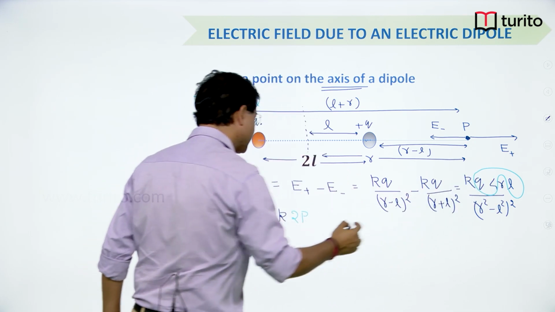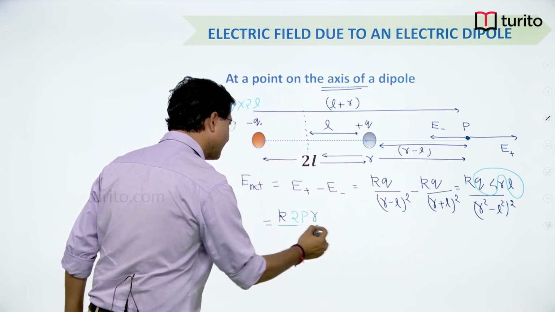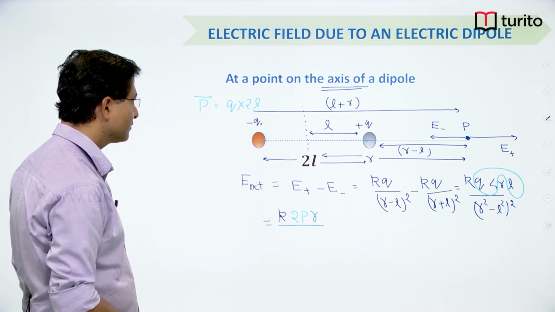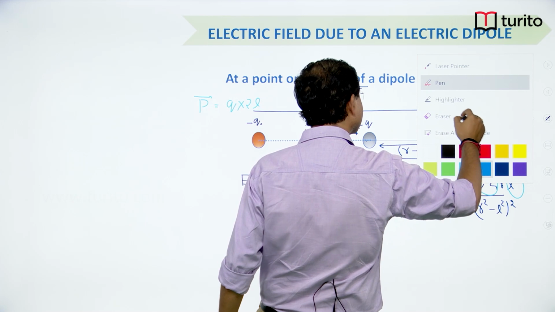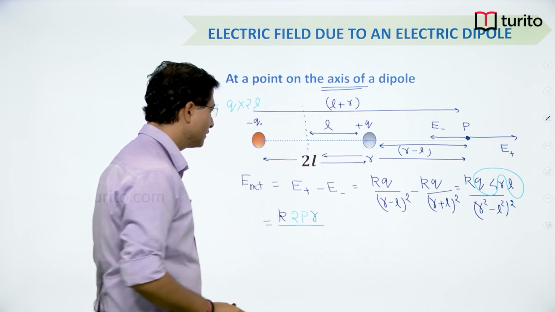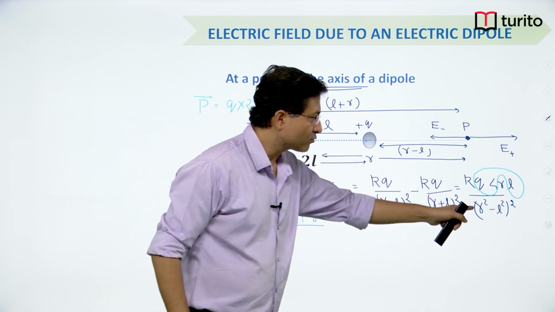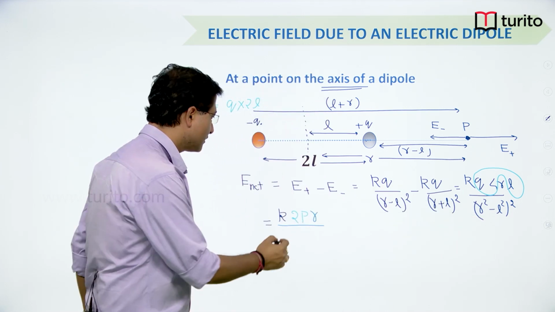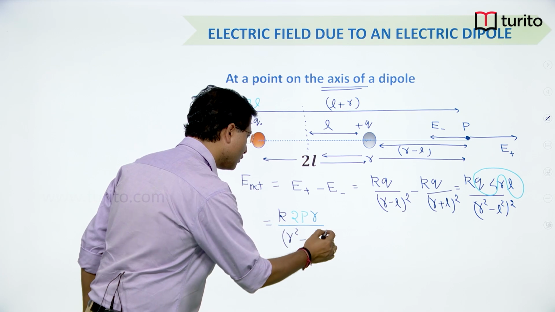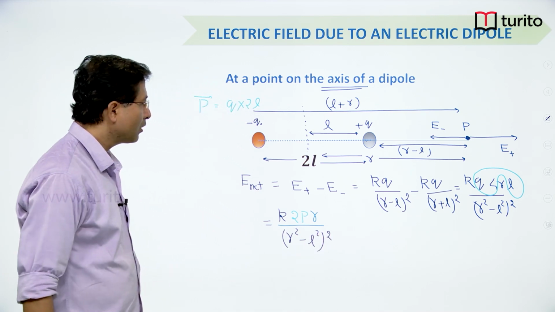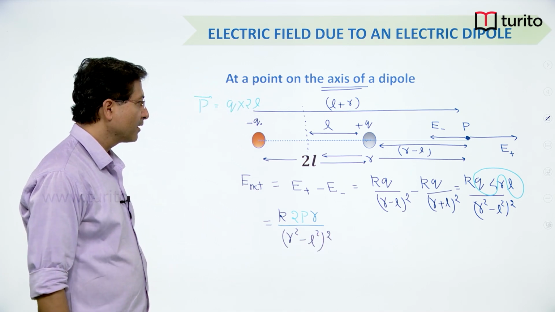Then this small r divided by (r square minus l square) whole square. Now, look at the expression.